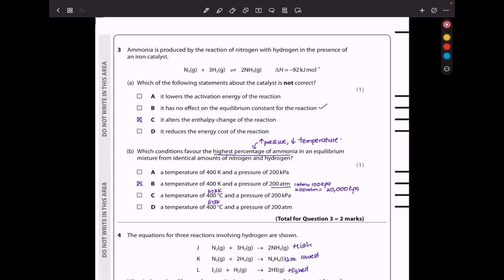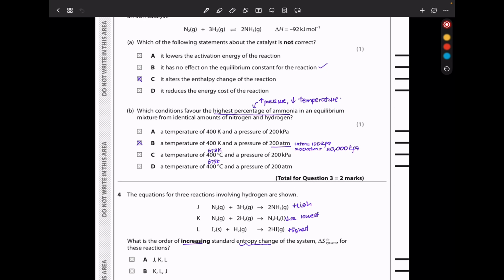In question 3, ammonia is produced by the reaction of nitrogen with hydrogen in the presence of an iron catalyst. Which of the following statements about the catalyst is not correct? It lowers the activation energy. That is correct. Reduces the energy cost. That's correct. So, alters the enthalpy change of reaction. No, that's wrong. The enthalpy change is not affected by the catalyst.